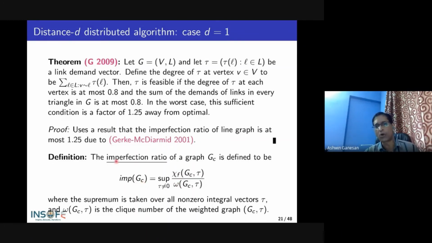The reason it's called imperfection is because if a graph is perfect, then the imperfection ratio is 1.